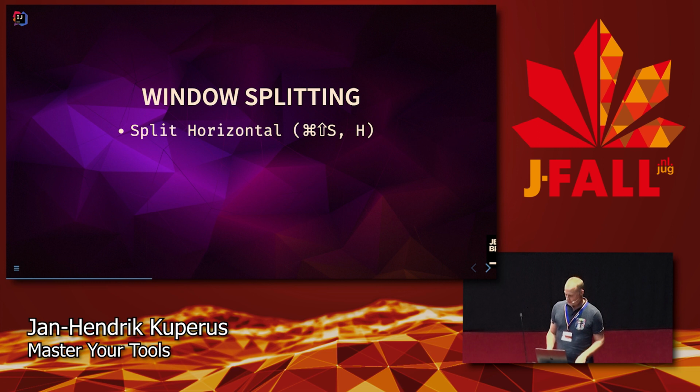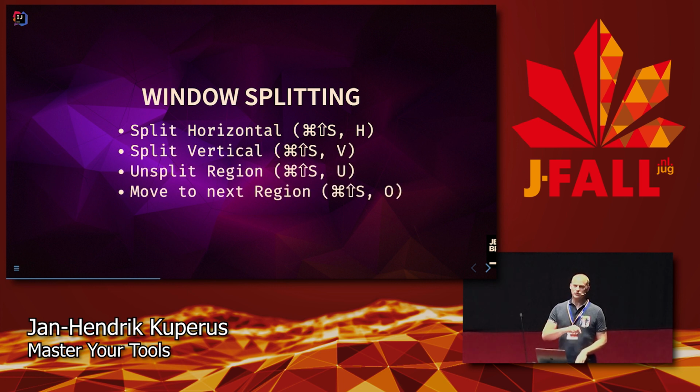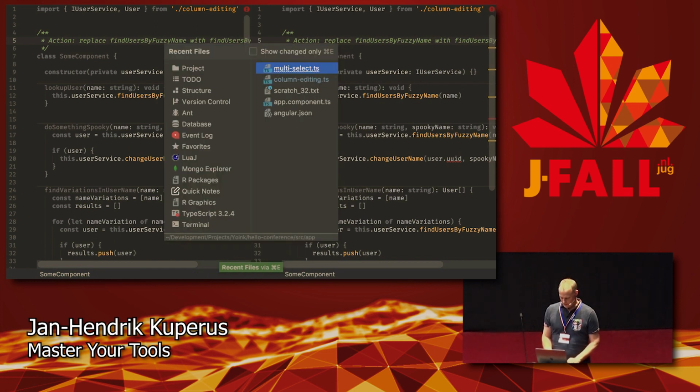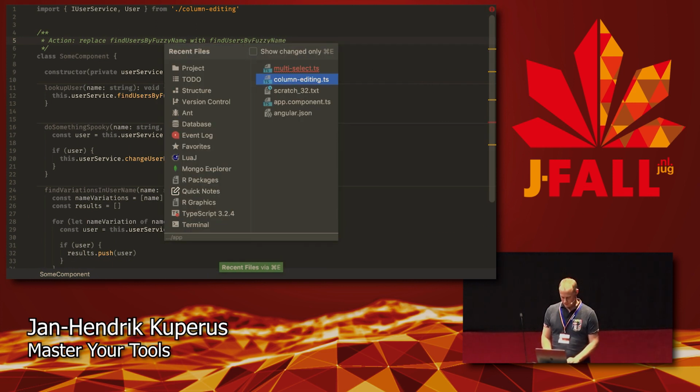Next thing is window splitting. By default, IntelliJ does not have shortcuts for window splitting, but Emacs does. And I used to use Emacs a lot, so if anyone else uses Emacs, these commands probably look similar to what Emacs does with multi-windows. I use Command-Shift-S to start split mode, and then I have the option for horizontal, vertical, unsplit, or change between them. And this is very useful if you say, I want to have the API for this class.